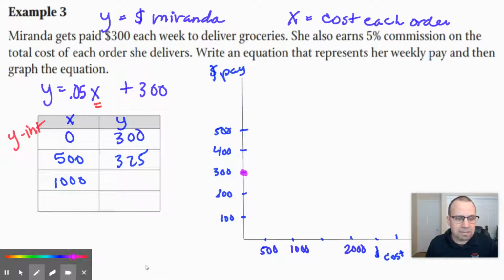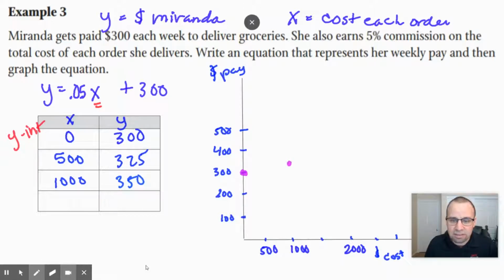Let's see what happens here. So 500 will be 325, which is about there. But 1,000 would be what? 350, right? So maybe we should go up by 1,000. That would make more sense. So you might have to change these parameters a little bit as you're going.